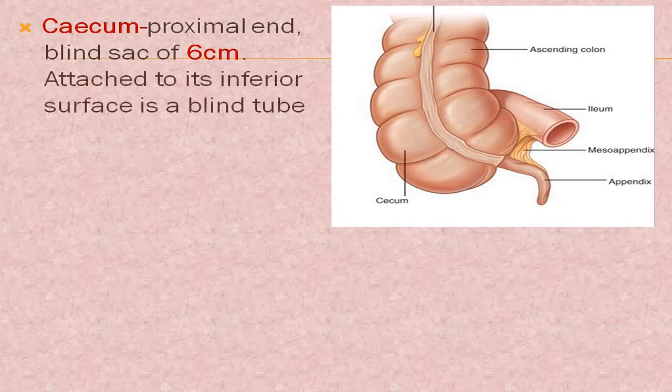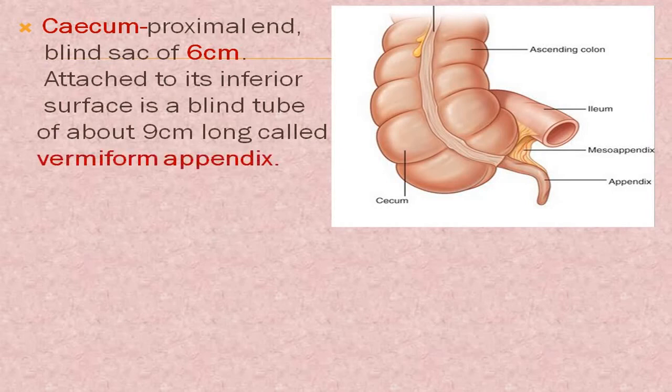Attached to its inferior surface is a blind tube of about 9 centimeter that is called the vermiform appendix. As you can see over here in this figure, it is called vermiform because it is a worm-like, long finger-like projection. It has no role in digestion. It is believed to be a rudimentary or degenerated organ of the digestive system.